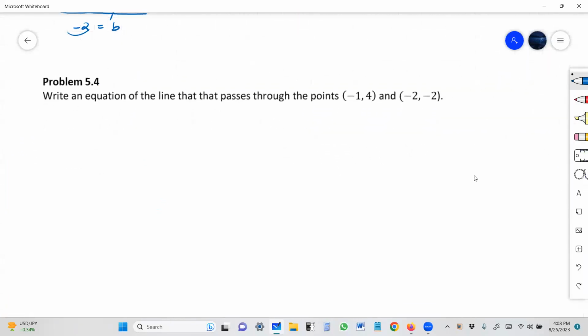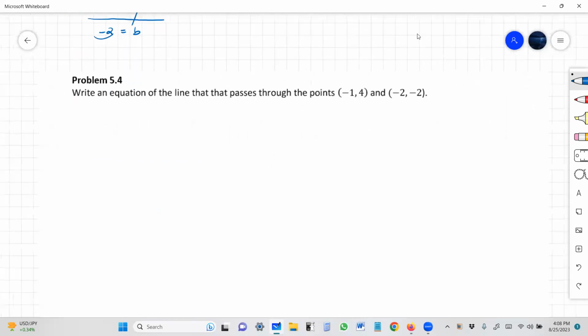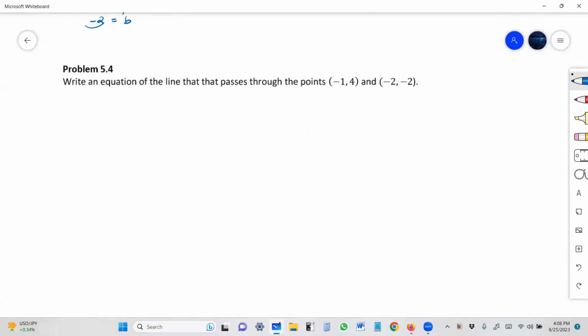Okay? In type 2, same type of problem: write or find the equation of a line that passes through the points. I am given now 2 points. I am going to begin the problem the exact same way as I did before. I need to find m, I need to find b. In this case, I don't have m, but I have the 2 points.